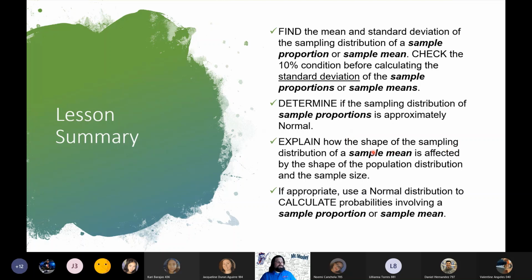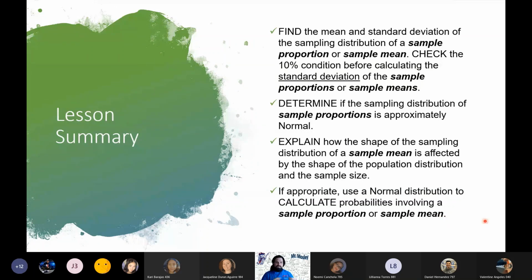We can explain how the shape of the sampling distribution of the sample mean is affected by the shape of the population distribution and the sample size. This means if the parent population is normal, so is the sampling distribution of the sample mean. If the parent population is not normal, then if we have a large enough sample size, at least 30, we can treat this as normal. If appropriate, use the normal distribution to calculate probabilities involving a sample proportion or sample mean. And that's what we looked at today.